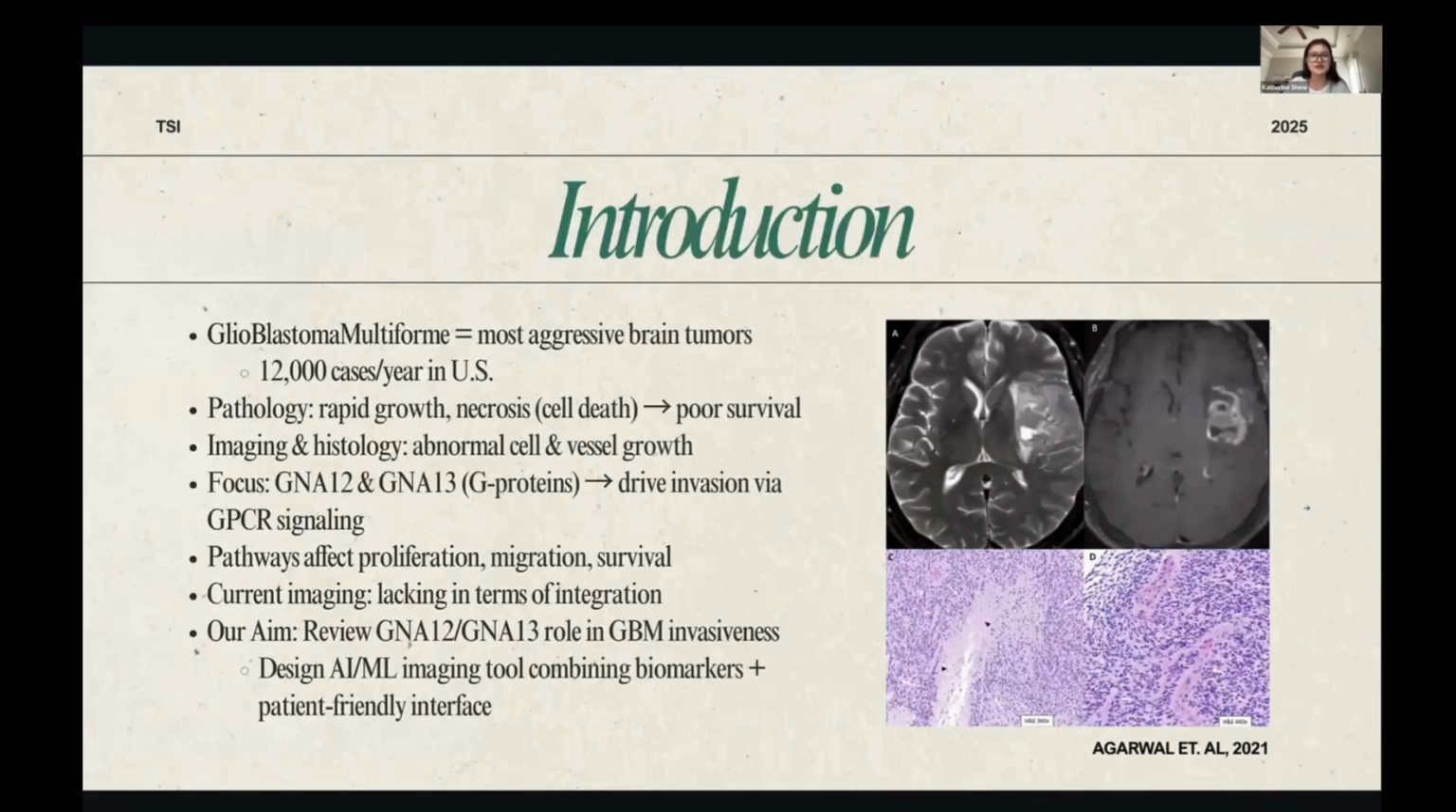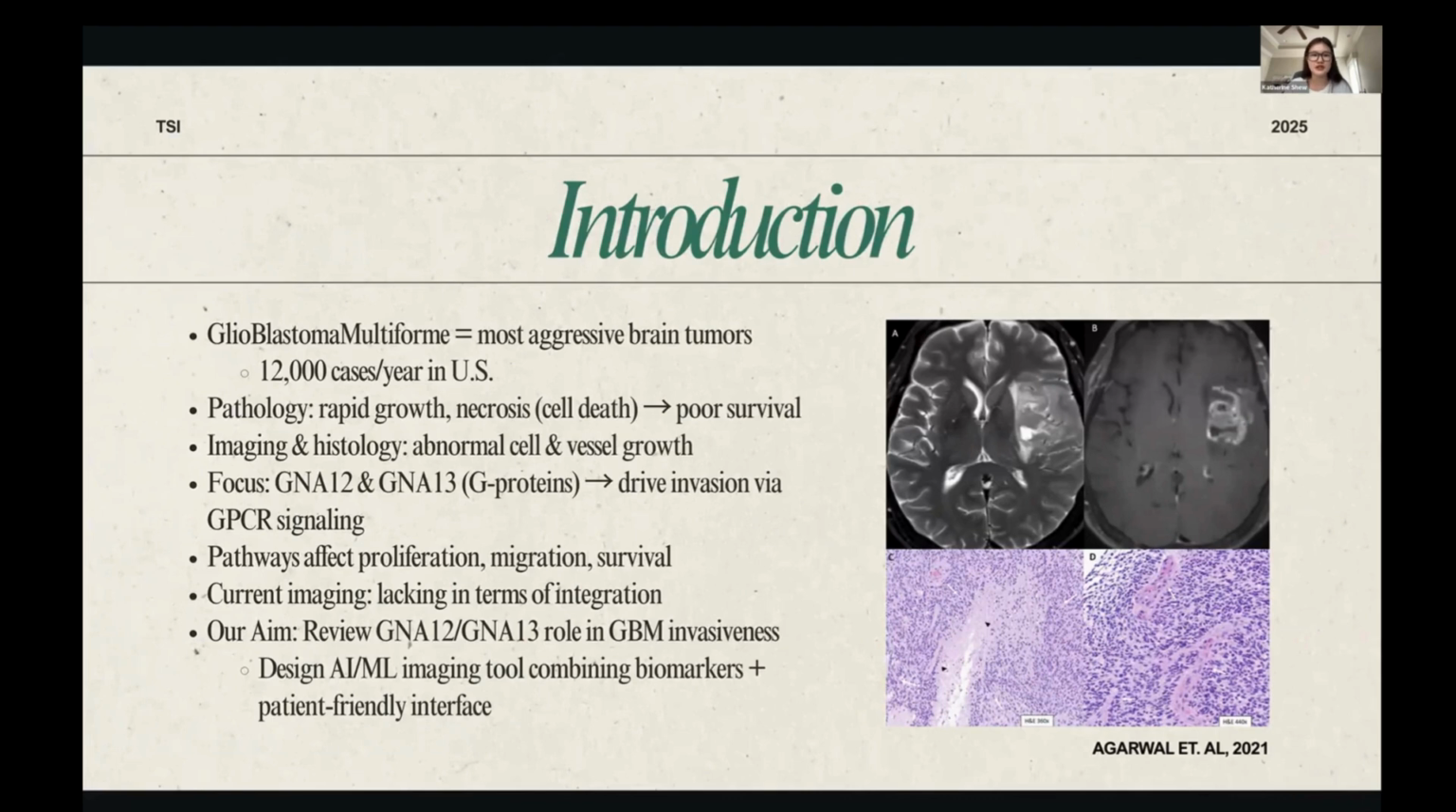So a brief introduction: glioblastoma multiforme, or I'll probably refer to it as GBM, is one of the most aggressive brain tumors, and there are only 12,000 cases a year in the United States. Pathology-wise, it has really rapid growth and cell death, which leads to poor survival. On an imaging landscape, it shows very abnormal cell and vessel growth.